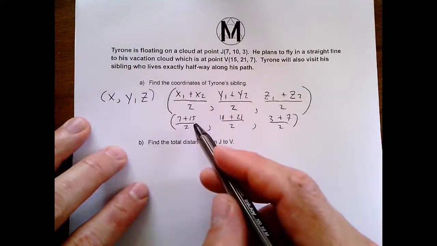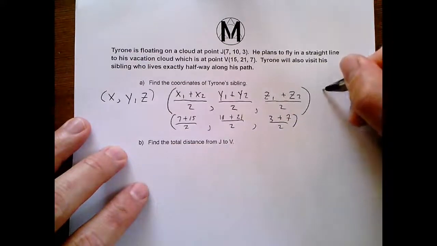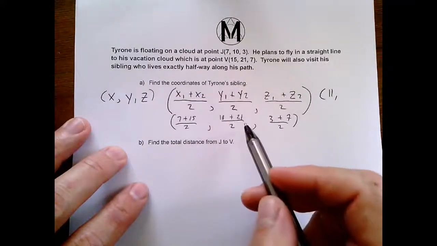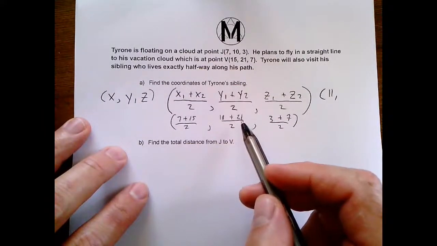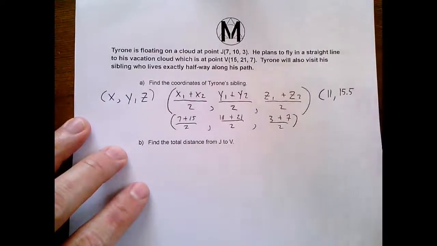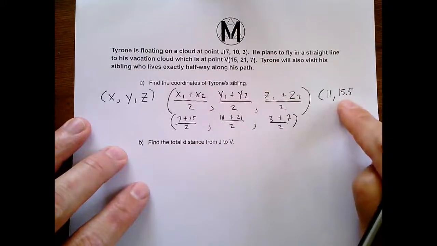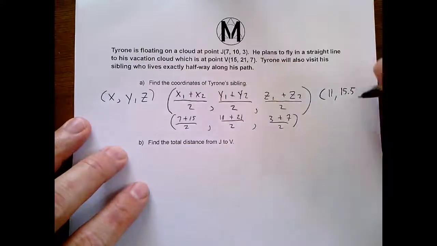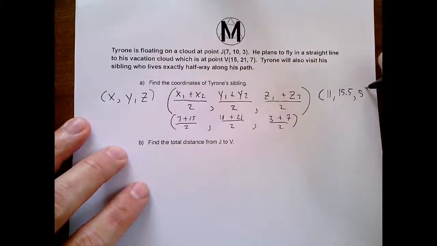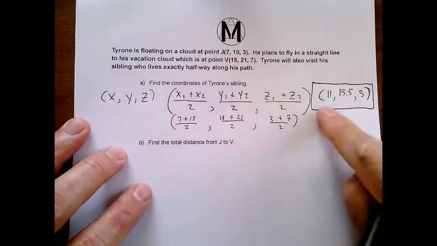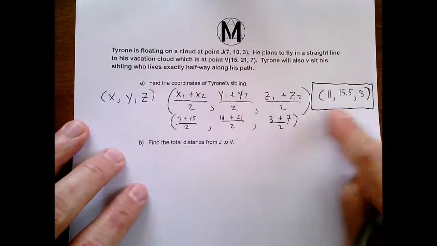So 7 plus 15 is 22. And 22 divided by 2 is 11. So I know my x value would be 11. 10 plus 21, that's 31. 31 divided by 2 is 15.5. So that is my y coordinate. And then 3 plus 7 is 10, and 10 divided by 2 is 5. So that is my z coordinate. And there you go. That right there is the x, y, z coordinates of where Tyrone's sibling lives. So that's halfway along his line.